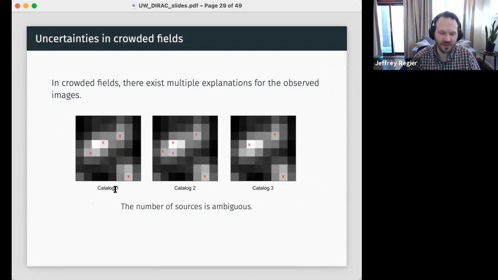So for example, we might think of there being 3 different possible catalogs for this one image. In one case, it looks like we have 4 stars. This one has 5 stars with 3 closer together. And here we just have 3 stars. So different possible hypotheses or explanations of the data.